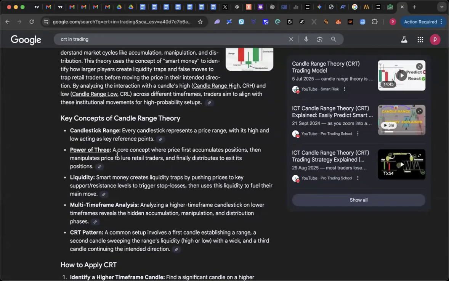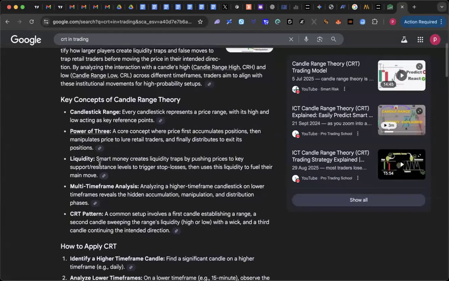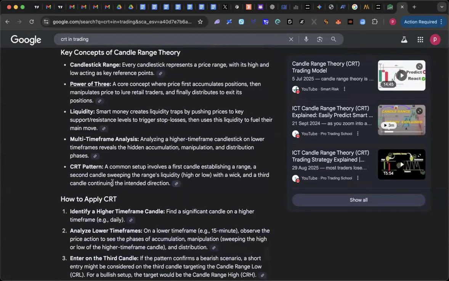All right, so candle range, then the power of three, a core concept where price first accumulates positions, then manipulates price to lure retail traders, and finally distributes to exit its positions. So smart money creates liquidity and all of that. Multi-time frame analysis: analyzing higher time frame candlesticks, lower time frame reveals hidden details in the CRT pattern. A common setup involves a first candle establishing a range and a second candle sweeping the range liquidity, high or low, then with a wick and a thick body, the candle continues in the intended direction.